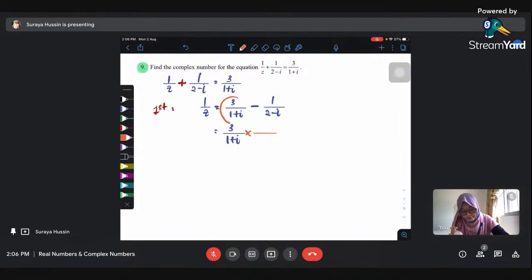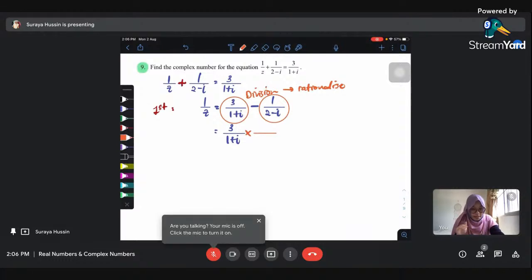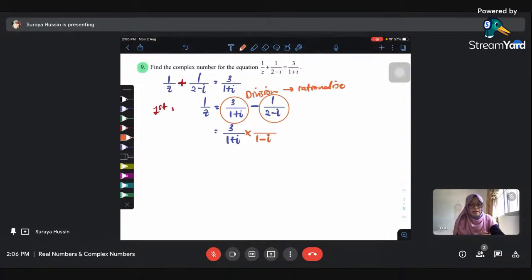Bila you nampak division kan, this is division. And you have 2 divisions. I mean 2 terms. You have 2 terms here, right? But what you have to do when you see a division is you need to rationalize. So cara untuk rationalize adalah buat garis dulu. Divided by 1 minus i. Kenapa minus i? It's because of the conjugate. Okay, and then bawah 1 minus i, atas pun 1 minus i juga. Copy back.